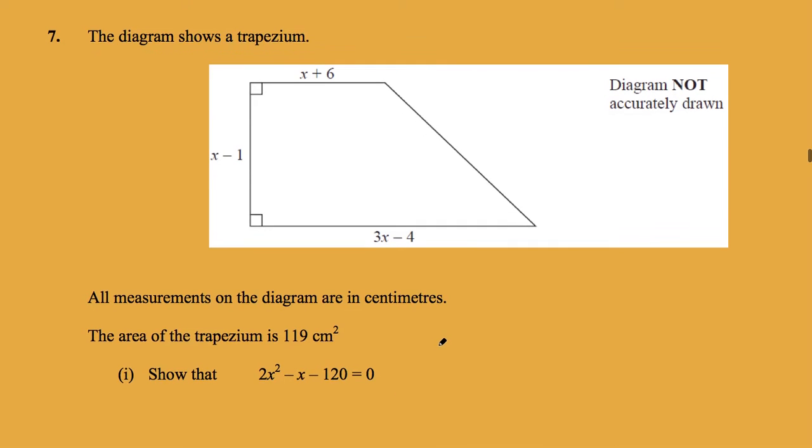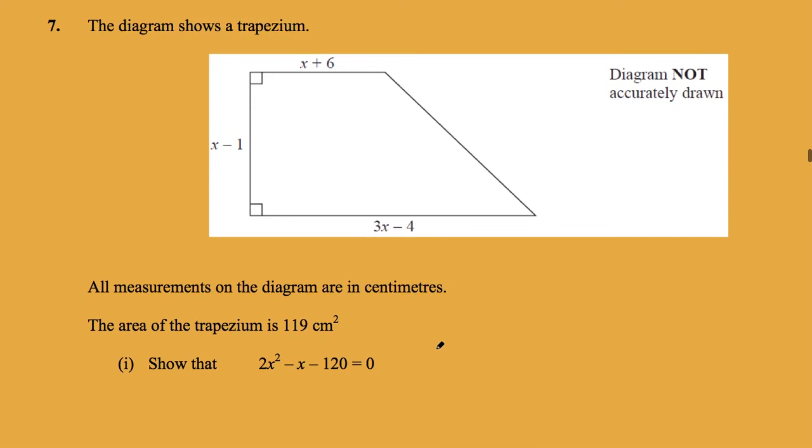Well, in order to do this, I need to start off with my formula for the area of a trapezium, which is, if we know the parallel sides are A and B, which we know they're parallel here because of the right angles, and this is the height of the trapezium, the area is the average of these two sides multiplied by the height. So area equals A plus B over 2 times h.